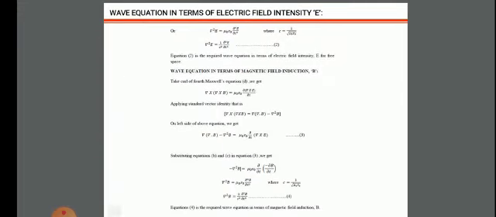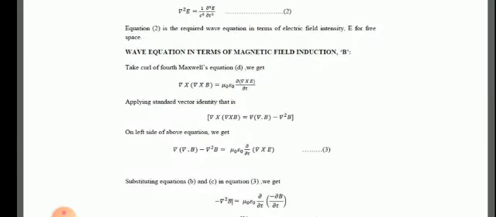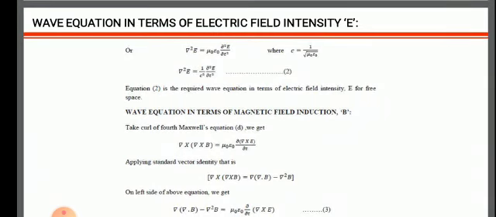So Maxwell's equation in terms of E becomes del square E is equal to mu naught epsilon naught dou square E by dou t square, where c is equal to 1 by root of mu naught epsilon naught. Hence, the wave equation becomes del square E is equal to 1 by c square dou square E by dou t square. So this is the required wave equation in terms of electric field intensity E for free space.